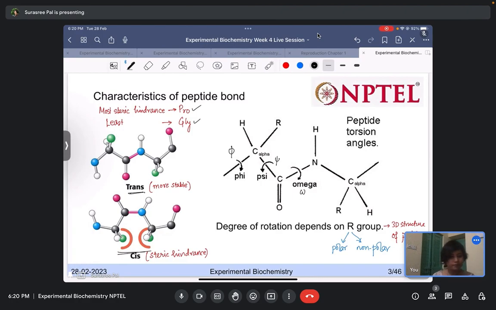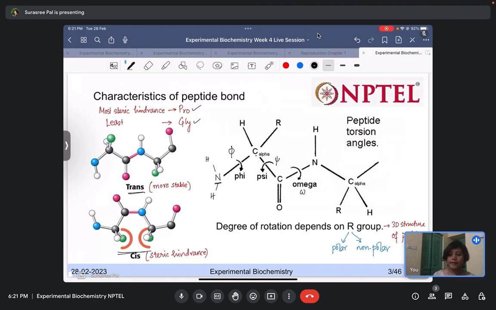And phi is basically formed between N and C alpha. So the N of the amino group and the alpha carbon. So that is the angle which is the phi angle. So the N and C alpha bond can rotate by this angle which is called phi. So the rotation of this bond can be measured by this phi angle.